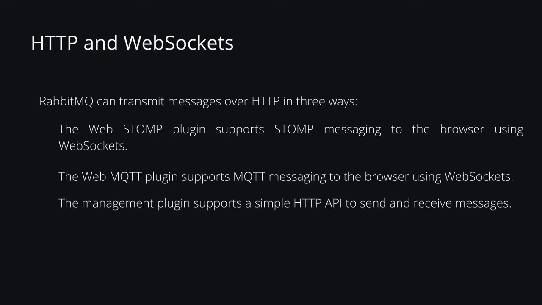Now the last protocol is HTTP and WebSockets. While HTTP is not really a messaging protocol, RabbitMQ can transmit messages over HTTP in three ways. The Web STOMP plugin supports STOMP messaging to the browser using WebSockets. The Web MQTT plugin supports MQTT messaging to the browser using WebSockets. The Management plugin supports a simple HTTP API to send and receive messages. This is primarily intended for diagnostic purposes but can be used for low-volume messaging without reliable delivery.